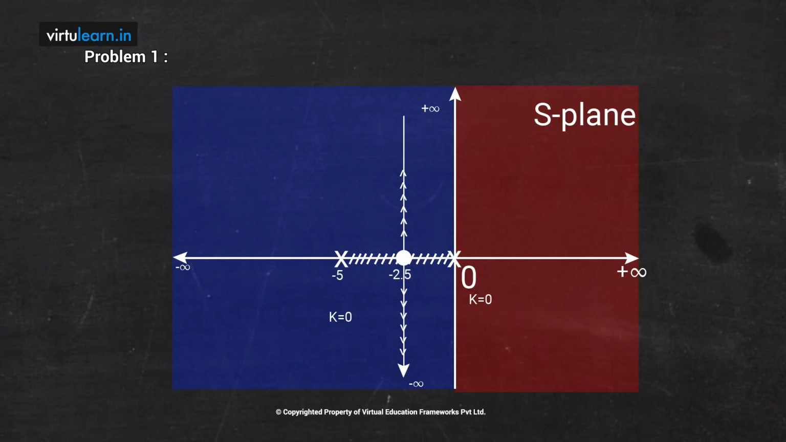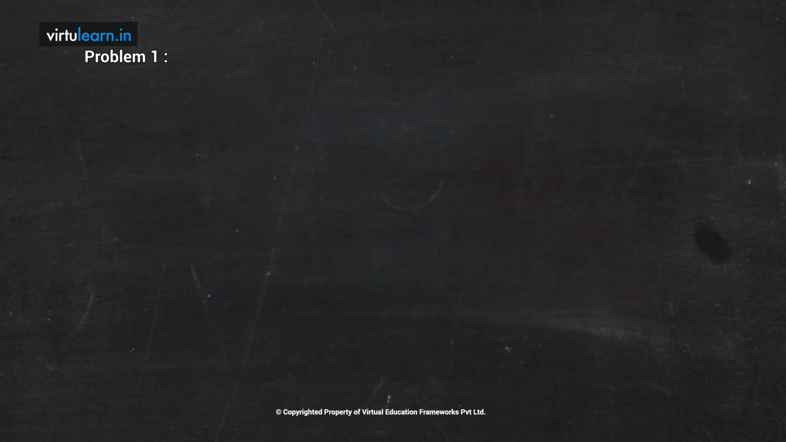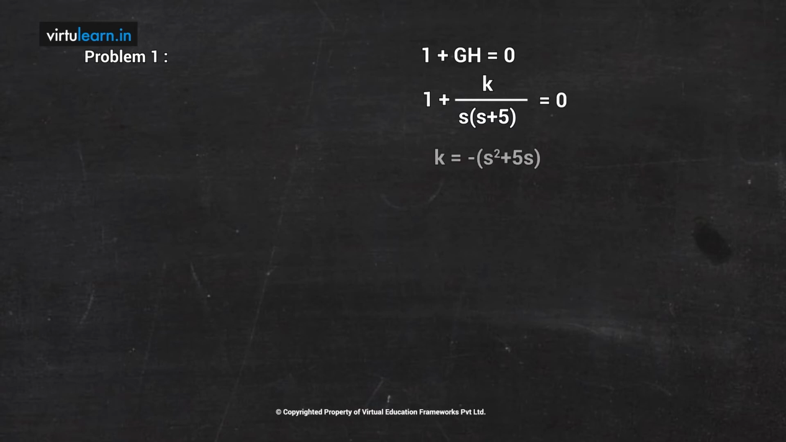When you want to calculate the breakpoint, look at the possibility of the breakpoint. What will be the possibility? Look at the two poles. Here I have two poles in between the root locus area. Yes, there is a possibility of breakpoint. We will calculate. In the calculations we write 1 plus GH is equal to 0, that is 1 plus k by s into s plus 5 is equal to 0. So you will get s square plus 5s plus k is equal to 0.